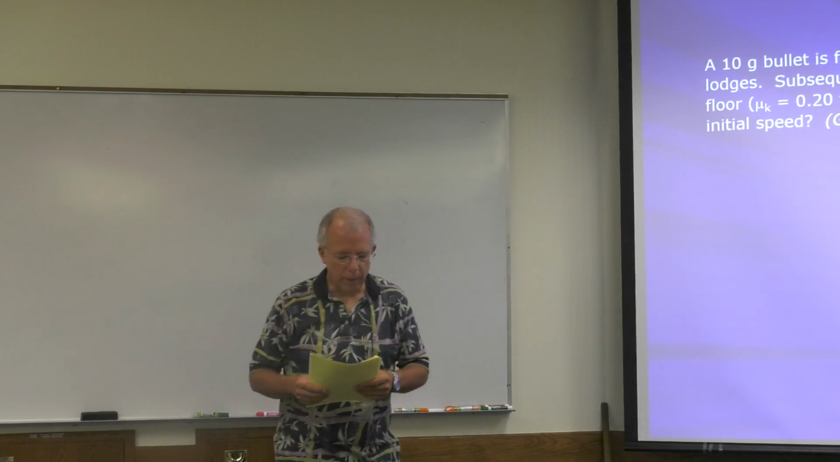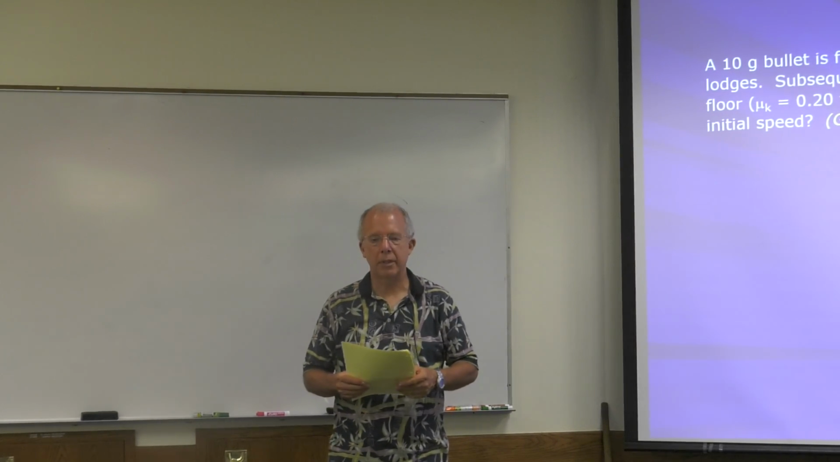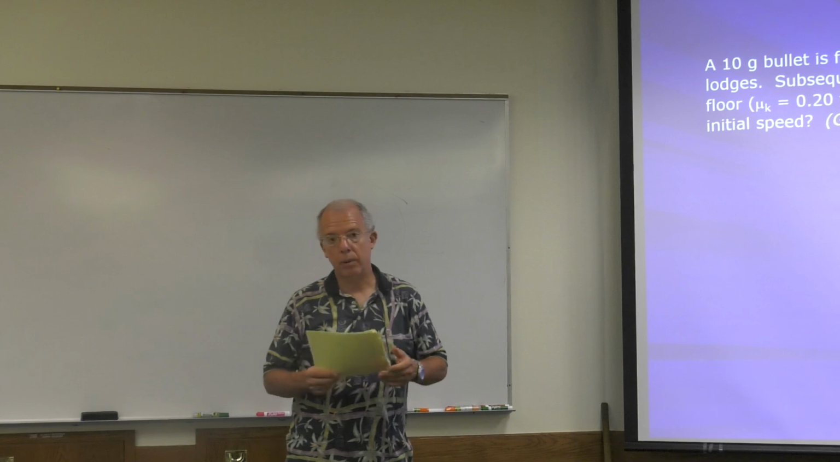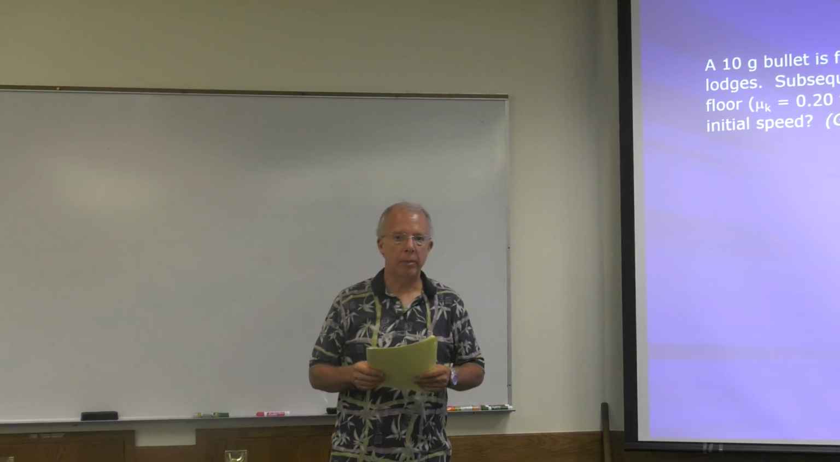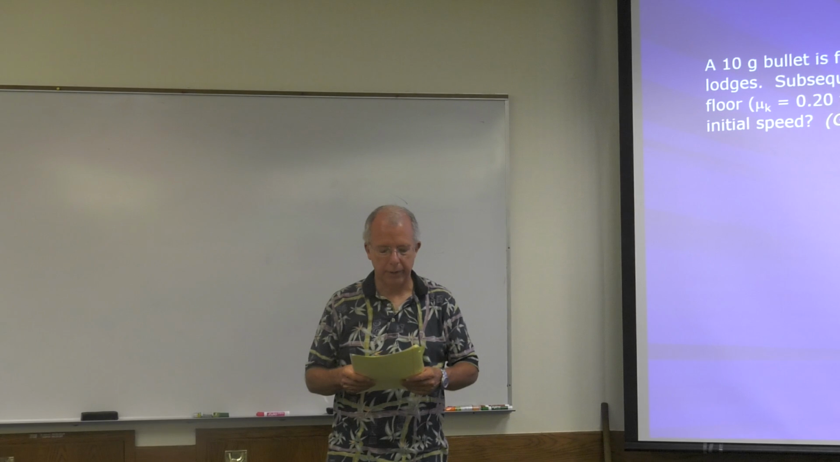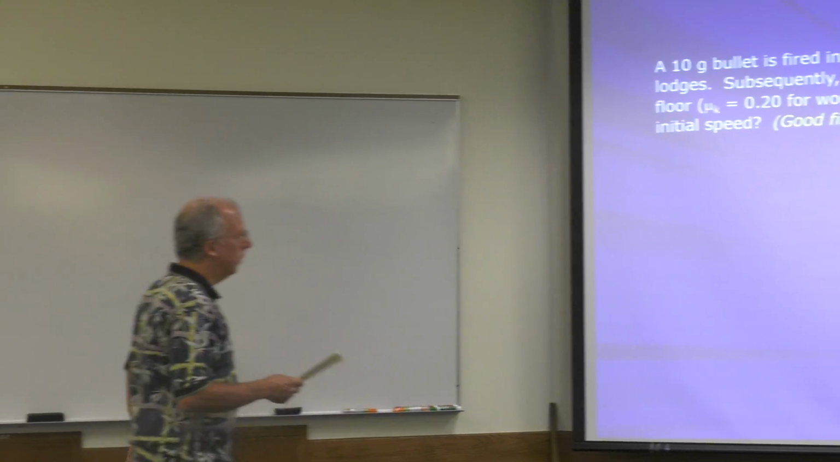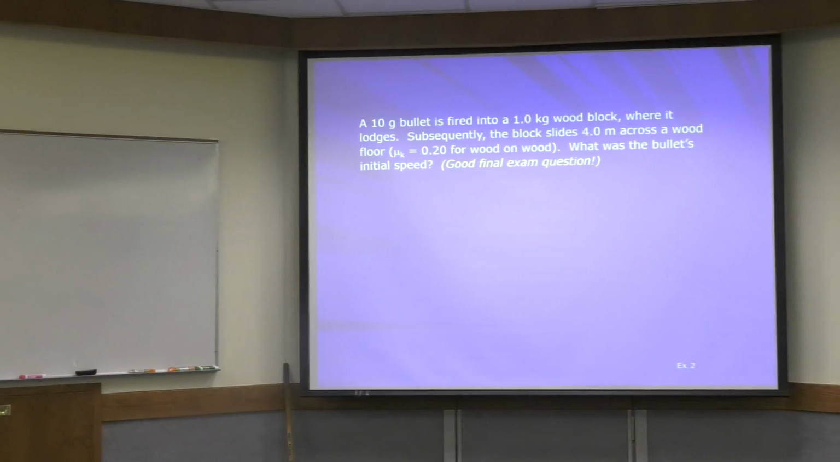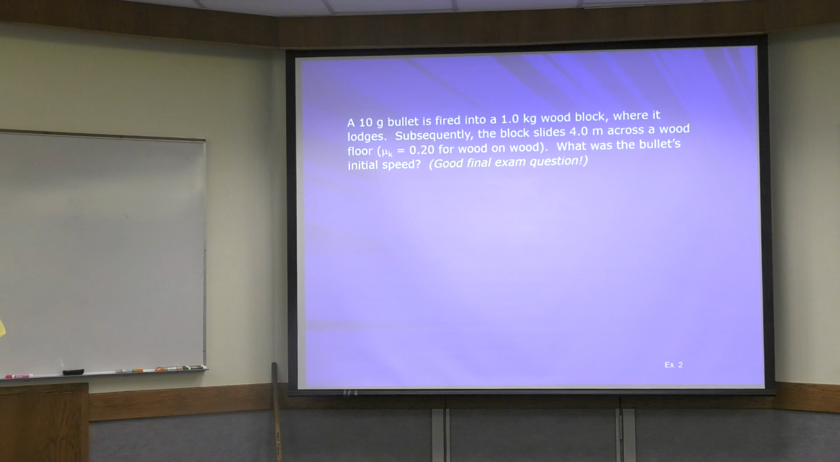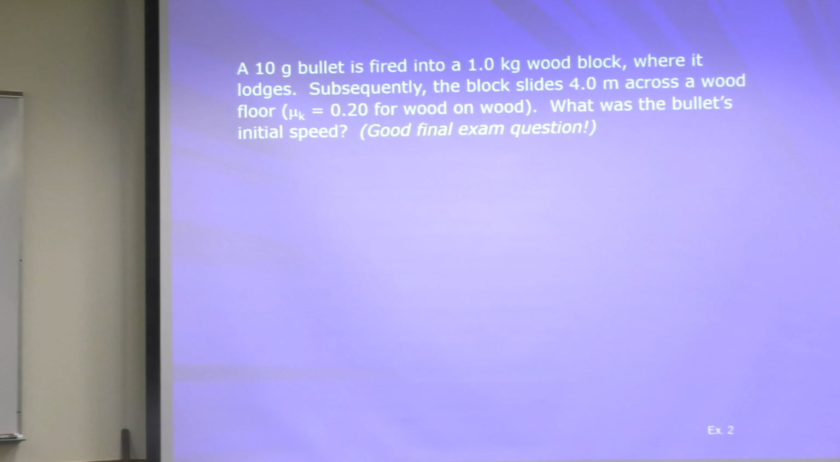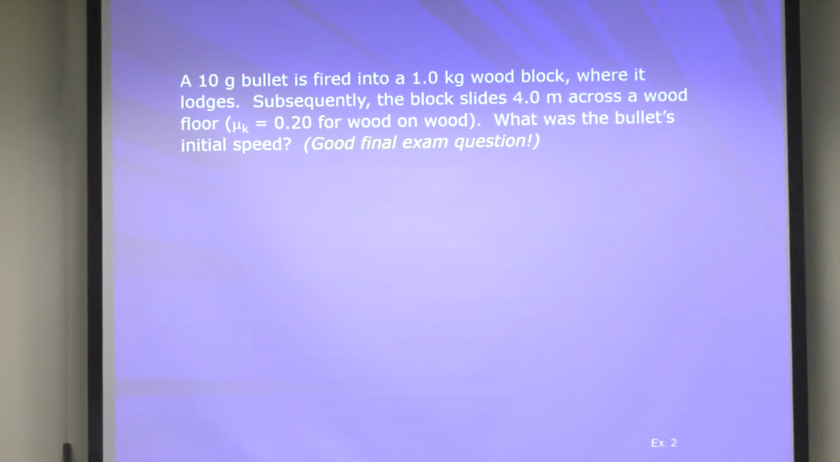All right, so what we're going to do today is some examples using the impulse momentum theorem, or just momentum conservation. So here's the first one. A 10-gram bullet is fired into a 1-kilogram wood block where it lodges. Subsequently, the block slides 4 meters across a wood floor. What was the bullet's initial speed?